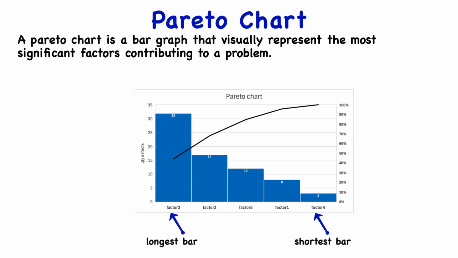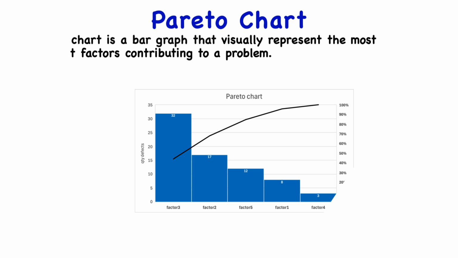It has a second component, a line graph that represents the cumulative percentage of defects or cause. The main purpose of this chart is to help you identify what factors you must focus on to have the biggest impact to improve your process.